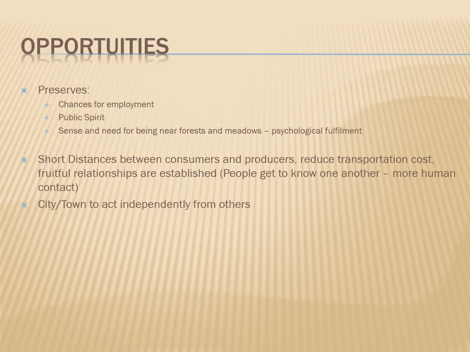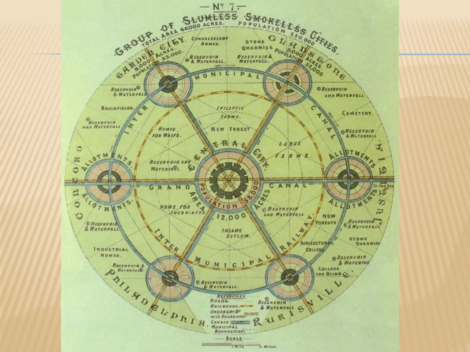Like any urban planning model, the garden city wants to preserve the city's characteristics and present new opportunities. It aims at preserving chances of employment, the public spirit, and the sense and need to be near forests and meadows for psychological fulfillment. The opportunities which it emphasizes are for each town or city to be independent of the other, and for economic relations to be more efficient, and for tight-knit communities and human relations and contact to be of importance.